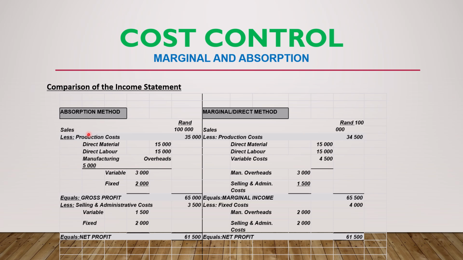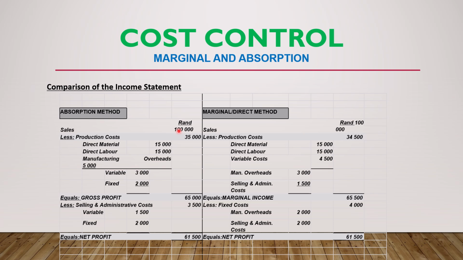Okay, so let's start from the beginning. Our sales equal 100,000, less production cost, because we are in a producing business, not in a trading business. Our production cost is made by direct material 15,000, direct labor 15,000, manufacturing overheads 5,000, made by the fixed part and the variable part: 2,000 plus 3,000 is 5,000. When you add these, they give you your production cost, which is 35,000.